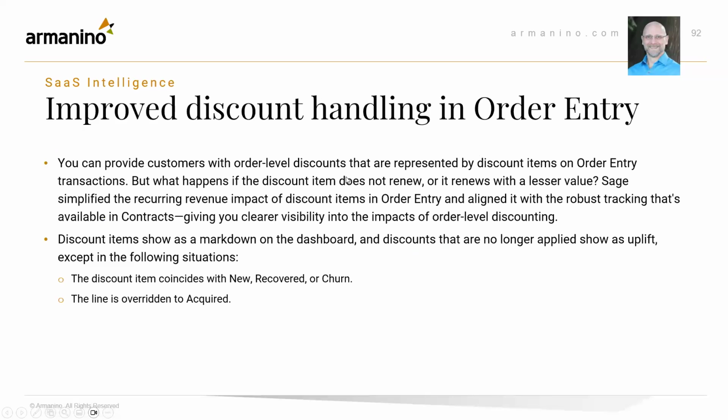Improved discount handling in order entry. You can provide customers order level discounts that are presented by discount items on order entry transactions. So now that discount item coincides with new, recovered, or churn, and the line is overridden to acquired.